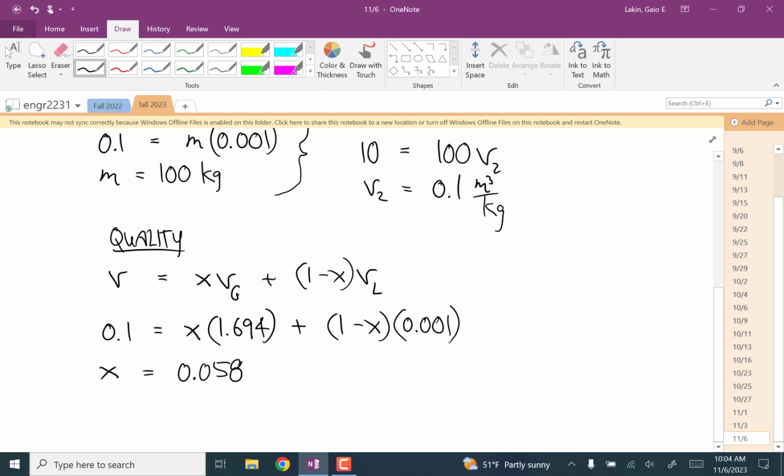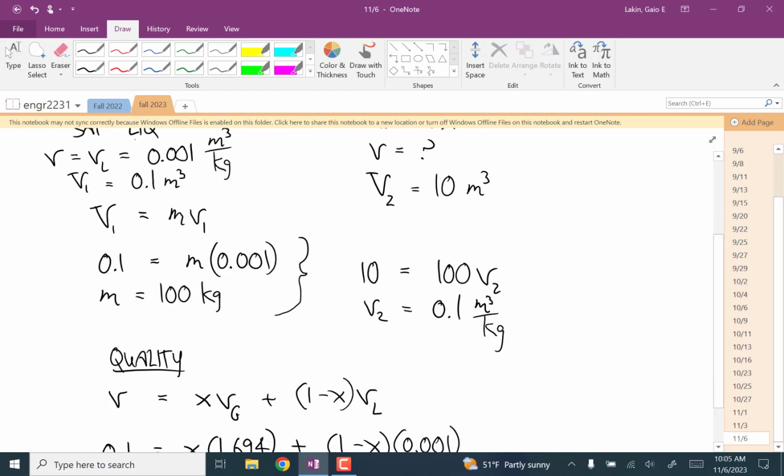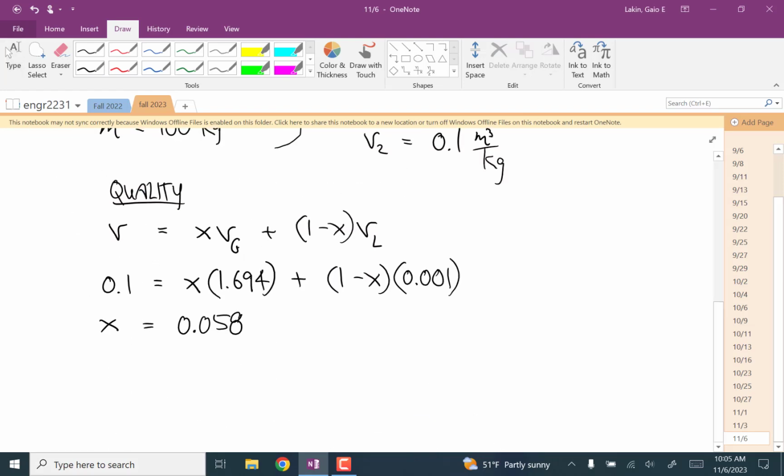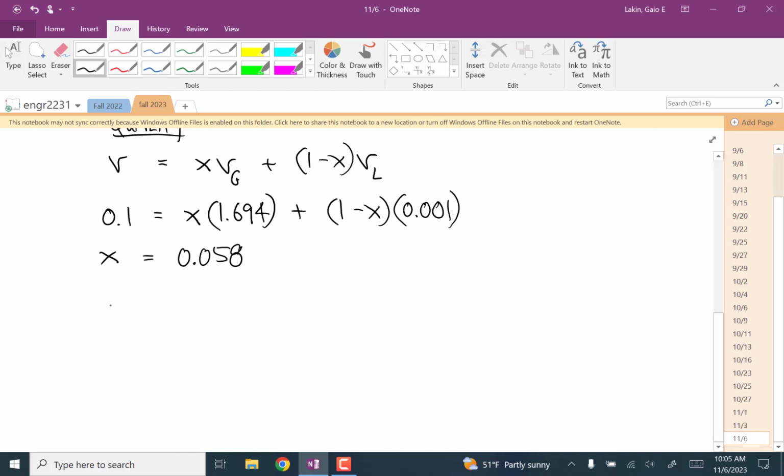Okay, so 5.8% of this stuff in state 2 is a vapor, and the rest is liquid. Any questions about that? And then the second part is, it's still using the same values, but it's somewhat unrelated to the first part.